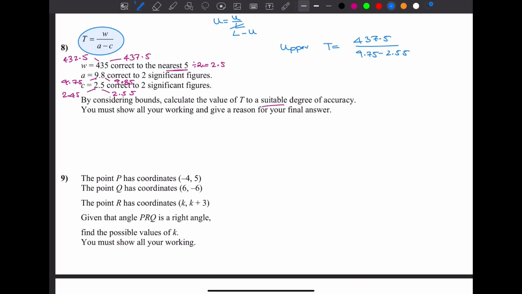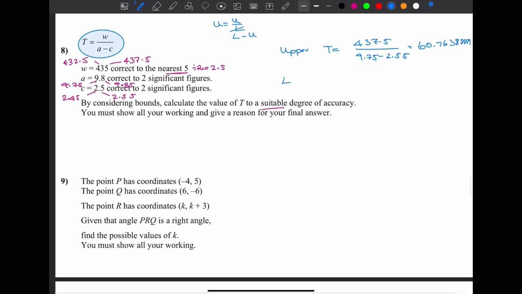What is that going to give you? 437.5 over 9.75, take away 2.55. That gives you 60.76388889. Okay.